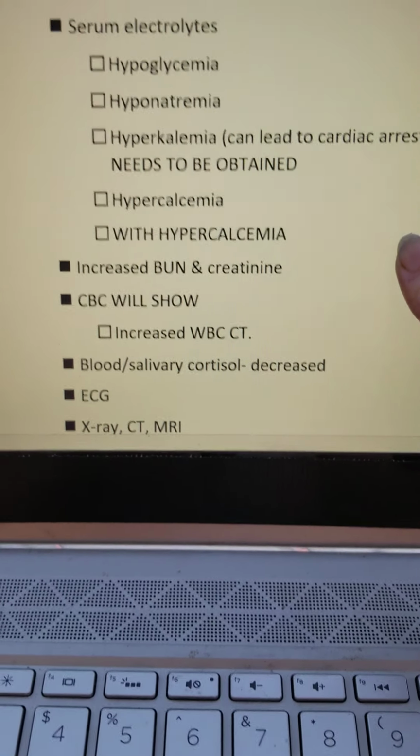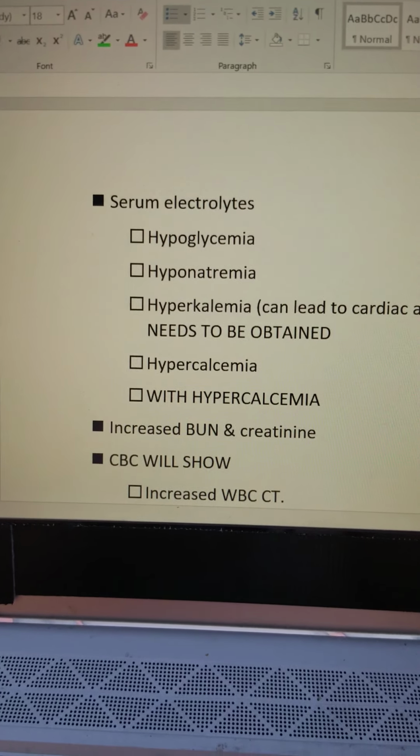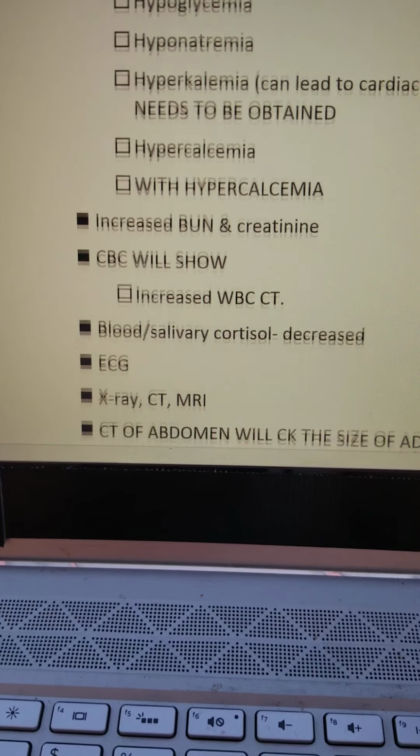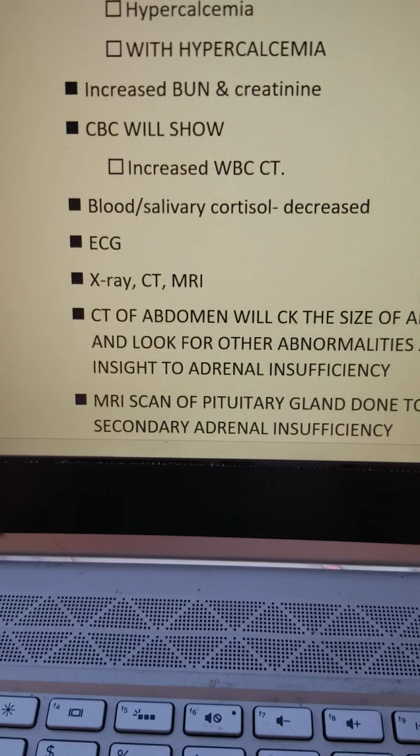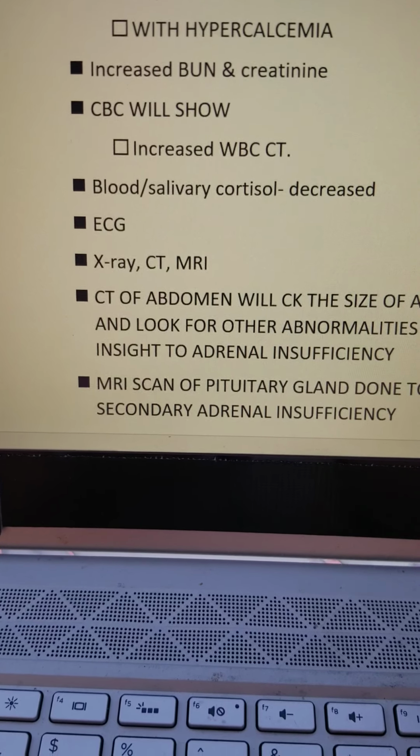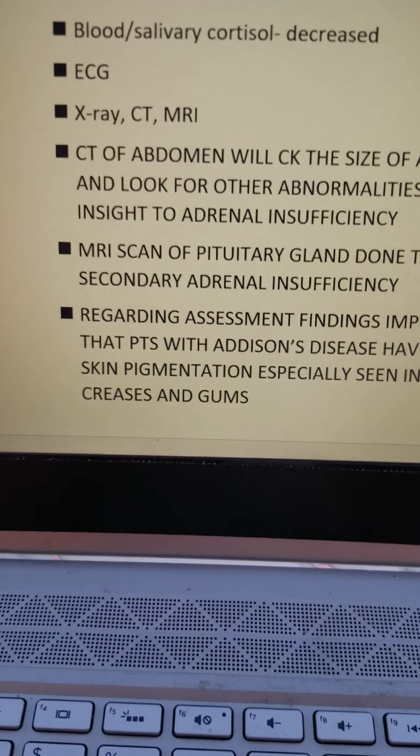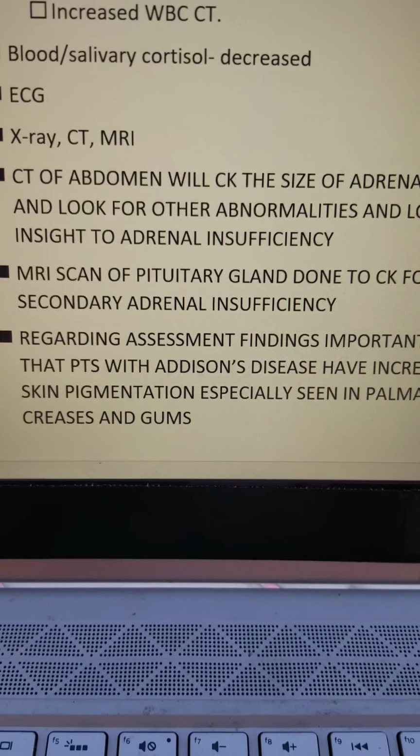So from the dehydration, you would have the increased BUN. CBC will show increased white blood cell count. Blood salivary cortisol is going to show decreased. ECG, you're going to do X-ray, CT, MRI. Could possibly be tests to be done.